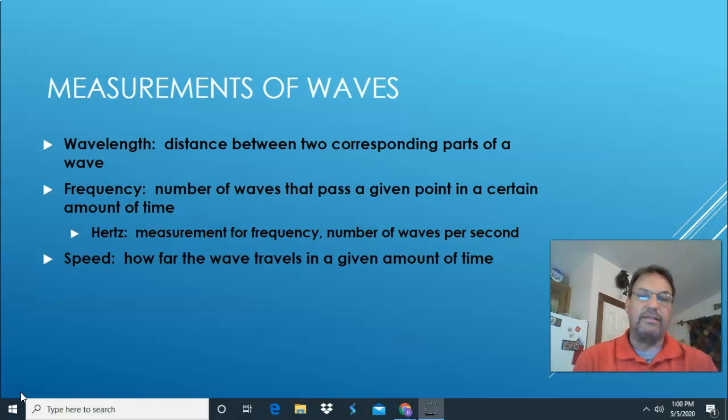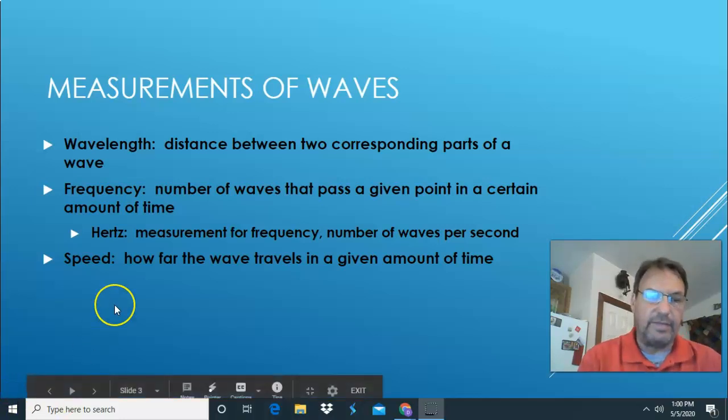Then the frequency is the number of waves that pass a given point in a certain amount of time. Obviously, the faster the waves are traveling as far as how often they go by, that's called frequency. And hertz is the measurement for frequency, and that's the number of waves per second. So you can count 1,001, 1,002, and each second, however many waves have gone by, that's going to be the hertz. And then the speed is how far the wave travels in a given amount of time. So if the wave can really travel there in a hurry, then that's going to be considered speed.